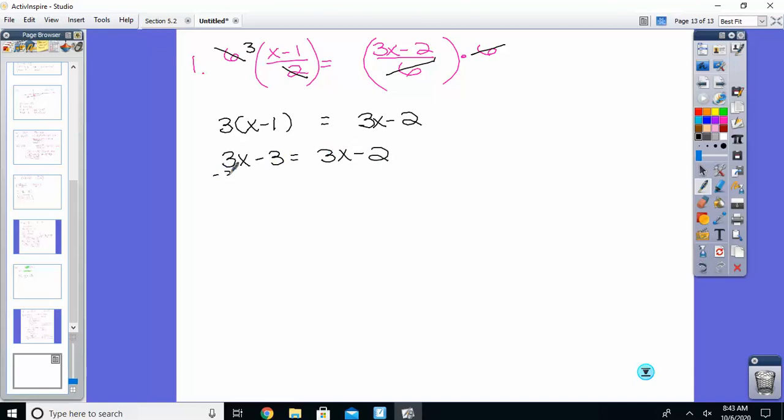If I subtract my 3x over, they drop and I get negative 3 equals negative 2. Right, there's no x's left. This is a false statement, so that means no solution, and we call that a contradiction. If there's no solution, it's a contradiction.